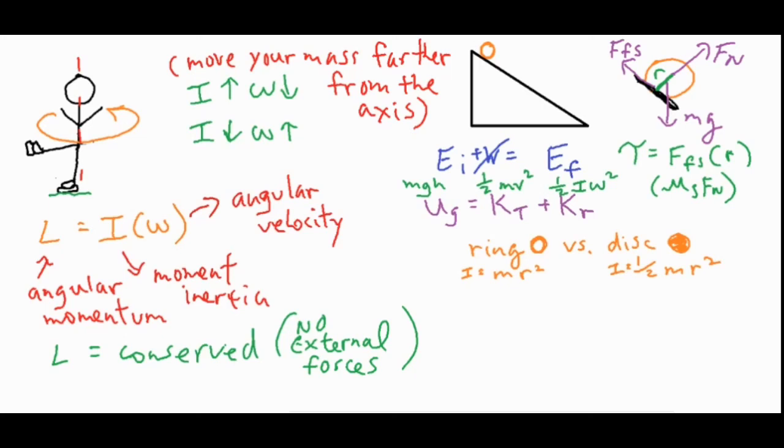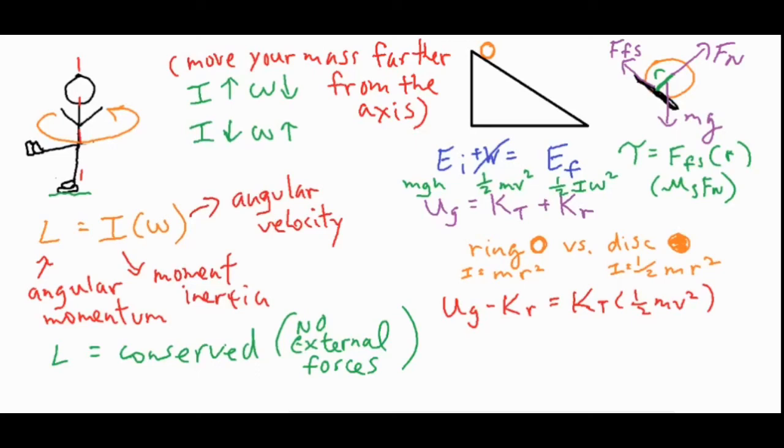So if you want to see which one would win the race going down the ramp, assuming that they're the same mass and same radius, all you'd have to do is analyze it like this. If you have the UG, and then if we subtract the KR from both sides, then that would equal the KT, the translational kinetic energy. Now, the translational kinetic energy is going to be the thing that tells us which gets to the bottom first and which one is traveling more quickly at the bottom.